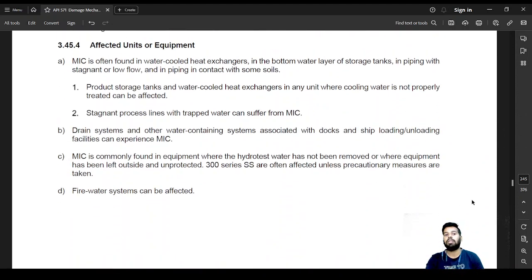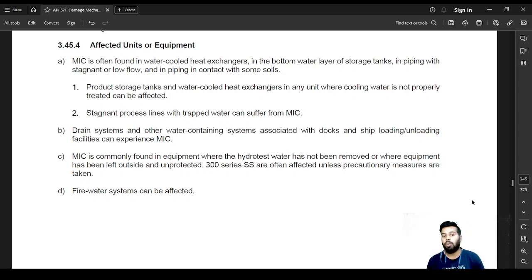Affected equipment: MIC is often found in water-cooled heat exchangers, in bottom water layers of storage tanks, in piping with stagnant flow, and piping in contact with soil. Product storage tanks and water-cooled heat exchangers in any unit where cooling water is not properly treated can be affected. Stagnant process lines with trapped water can suffer MIC.